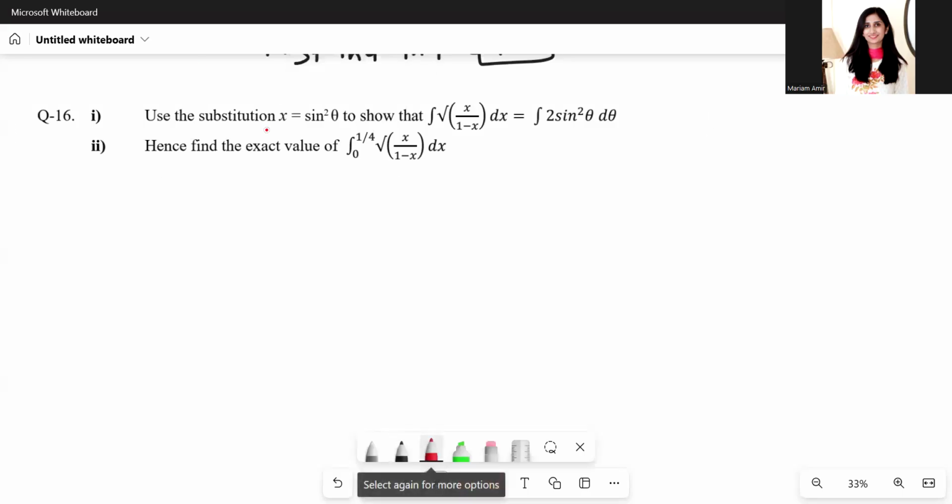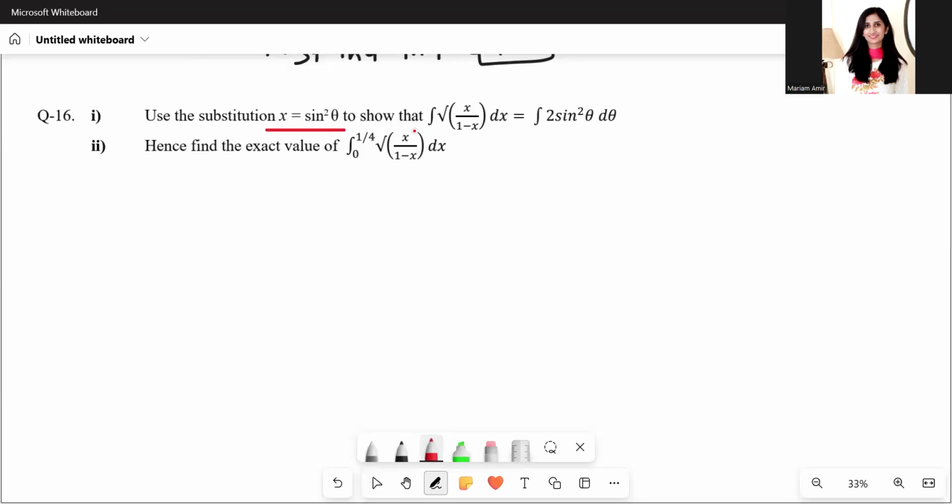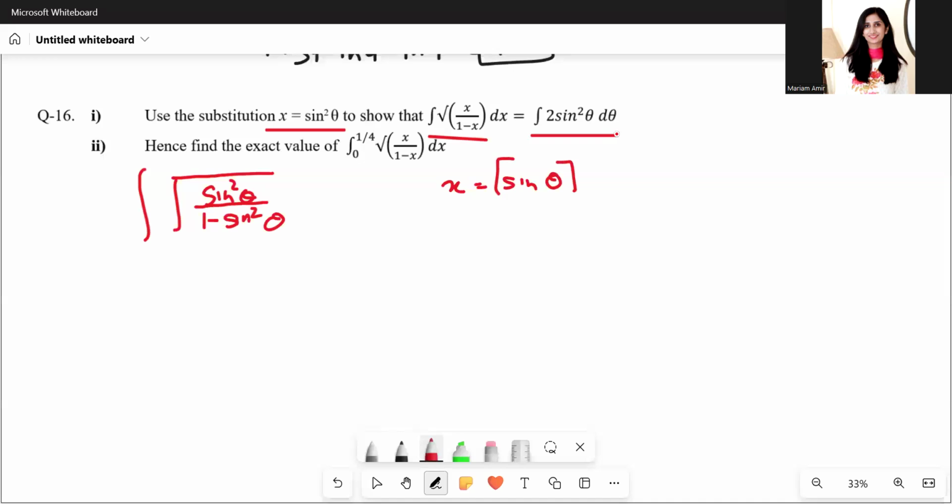Use the substitution x equals sine squared theta to show that this can be written as this. All right, so we have the integral sign, then the square root sign. X will be replaced with sine squared theta upon 1 minus sine squared theta. We'll also need to replace dx. So x is equal to sine theta whole squared.